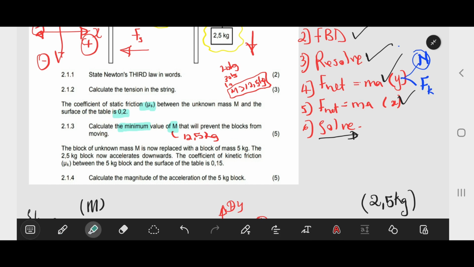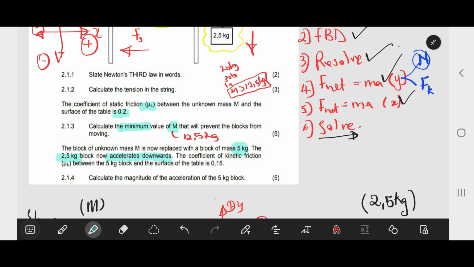So now instead of mass m, we have 5 kg. And looking at this question, 5 kg is less than 12.5. So if we insert any mass which is less than 12.5, these objects will now move. They will now accelerate. So now we expect these blocks to accelerate, or to move, because now the mass m is less than 12.5. Okay, so now they say that the 2.5 kg block now accelerates.